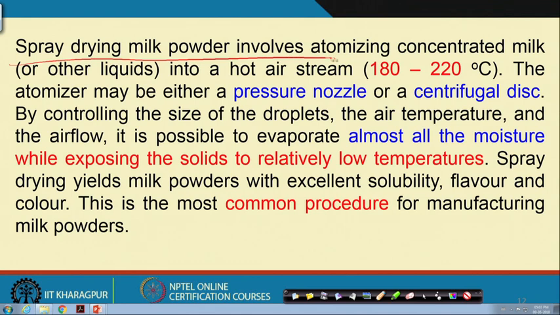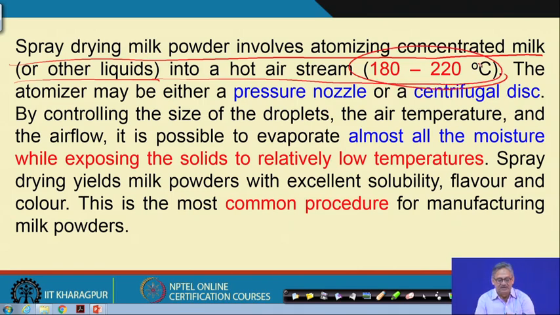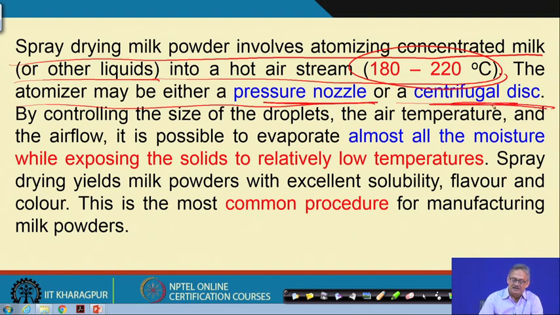Spray drying of milk powder involves atomizing concentrated milk or other liquids into a hot air stream of around 182 to 220 degrees centigrade. This atomizer may be either a pressure nozzle or a centrifugal disc. Either a small pressure nozzle through which it moves, or a centrifugal disc, right?